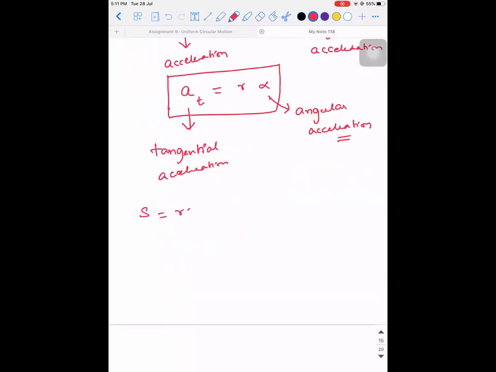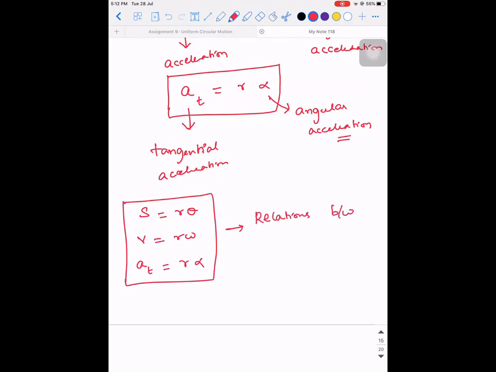S is equal to r theta. Differentiating this, we get v is equal to r omega. Differentiating this, we get tangential acceleration is equal to r into alpha. So these are the related linear and circular quantities.